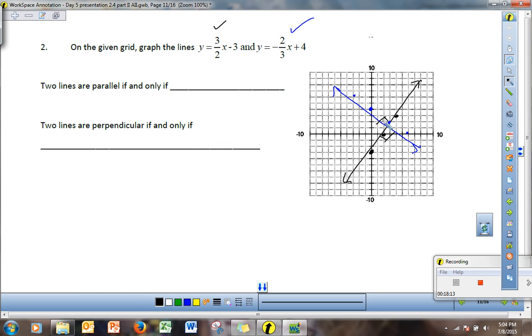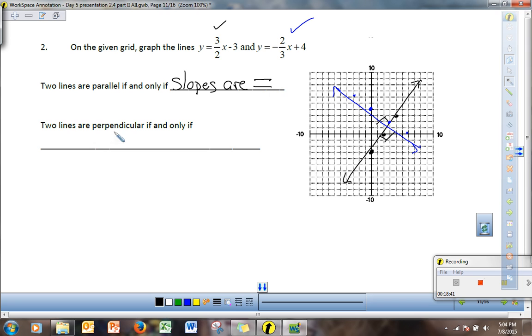So now I'm going to add this. You'll have to add this part. It says two lines are parallel if and only if. We need to add to that, two lines are parallel if and only if slopes are equal. Two lines are parallel if and only if the slopes are equal.